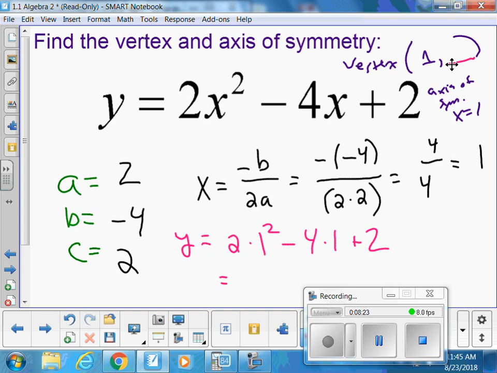You can use the calculator on that. It doesn't matter. If you are using mental math, remember your order of operations. You have to square that first. And then you have to multiply before you add or subtract. Now, if you're plugging it in the calculator does the order of operations for you, so that's not a problem. But it basically turns into 2 minus 4 plus 2. And that's 0.